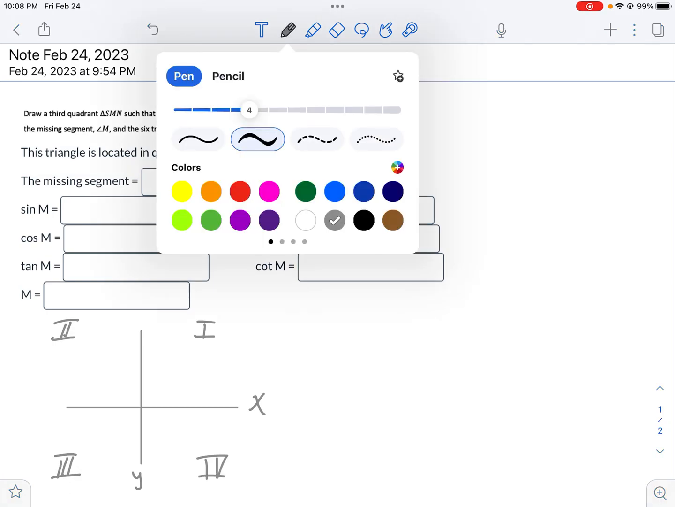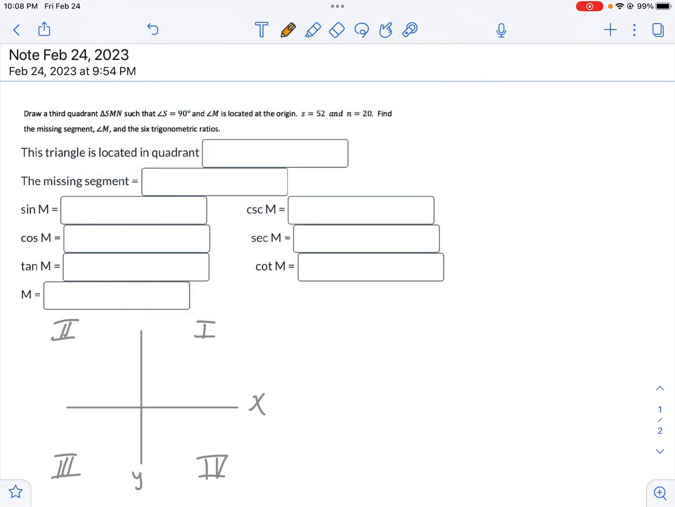If your triangle is a first quadrant triangle, then it gets drawn like this. And because you went to the right, which is a positive direction, and because you went up, which is also a positive direction, then all of your trig ratios are positive.